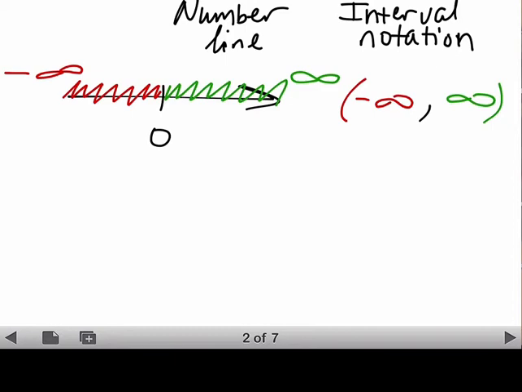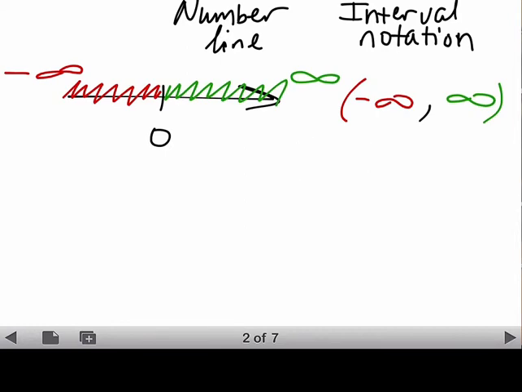And infinity will always get a parenthesis and never a square bracket, because the parenthesis indicates that we aren't including the endpoint. And since infinity is not a number, it's a notion, we can never include it. Interval notation is going to have a smaller number on the left and a larger number on the right, whether we're using parentheses or square brackets.